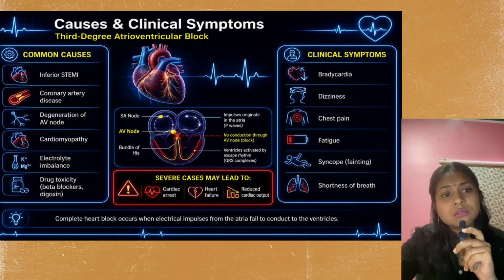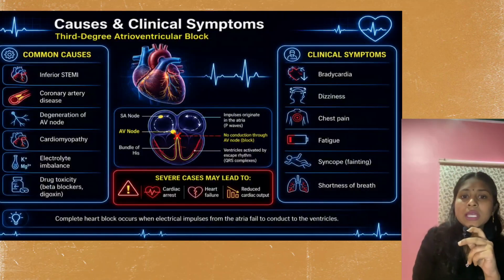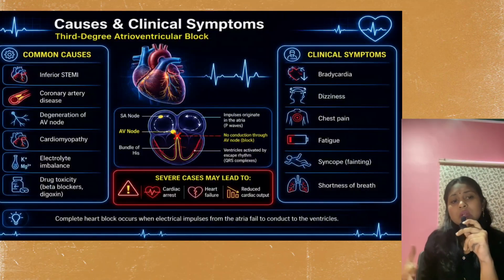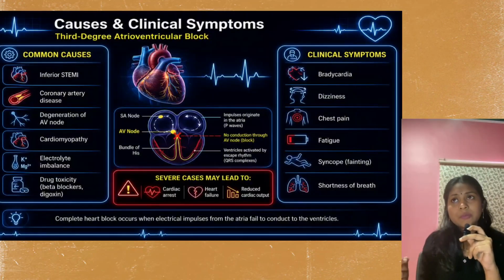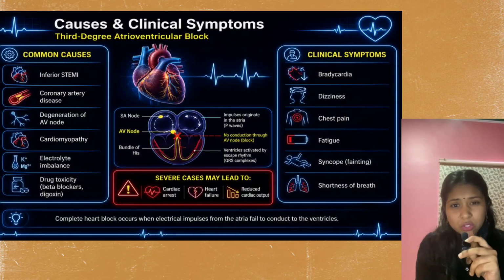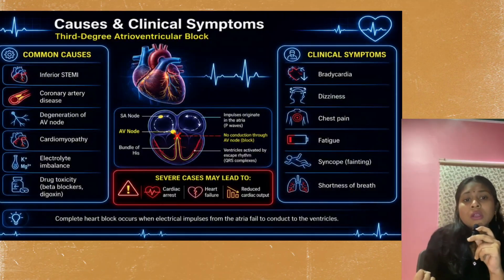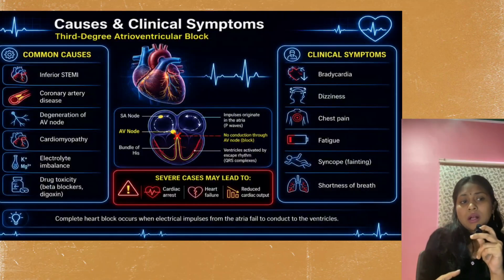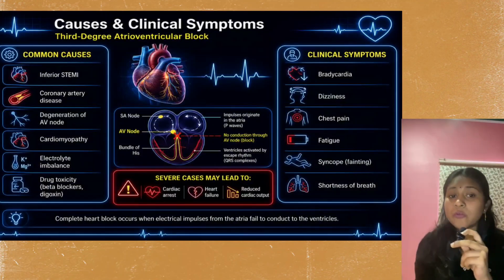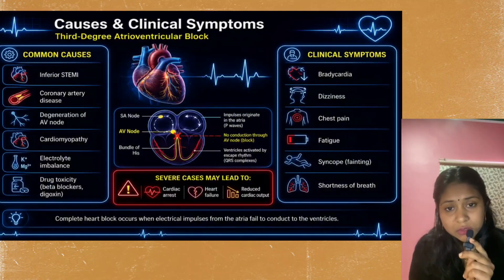This slide summarizes the common causes and the symptoms of complete heart block. In terms of causes, the common causes include myocardial infarction, coronary artery disease, degeneration of the AV node, electrolyte imbalance, and drug toxicity. In terms of symptoms, the patient commonly presents with bradycardia, dizziness, chest pain, fatigue, syncope, and shortness of breath. Overall, severe cases may progress to heart failure or sudden cardiac arrest.